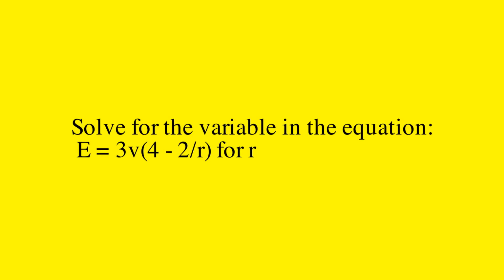Hello and welcome. In this video, we will be solving the equation E equals 3v times the quantity 4 minus 2 divided by r for the variable r. This may look a little intimidating at first, but don't worry. I will guide you through each step of the process to simplify the equation and solve for r. So grab a pen and paper, and let's get started.